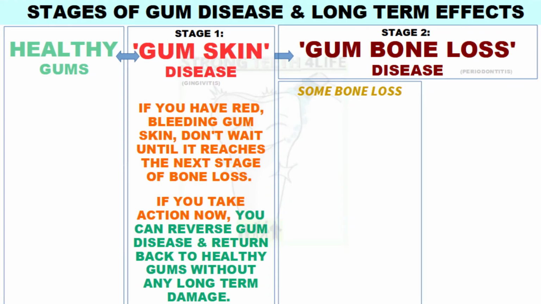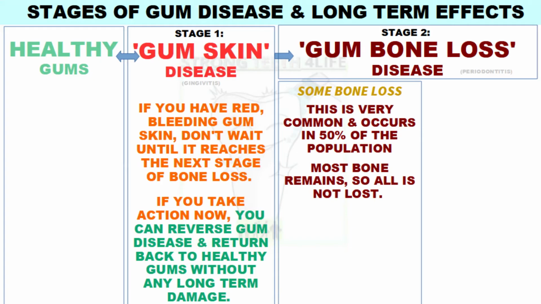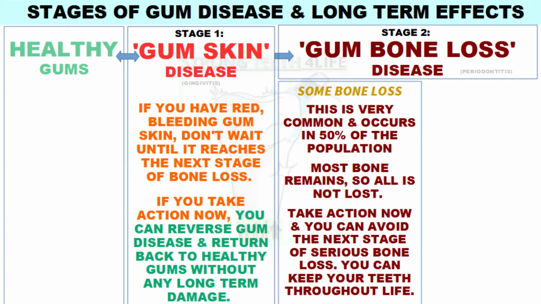If, however, gum disease progresses to stage 2, where you have some bone loss, this is actually very common and occurs in 50% of the population in Britain. Most bone remains, so all is not lost. If you take action now, you can avoid the next stage of serious bone loss and you can keep your teeth throughout life.